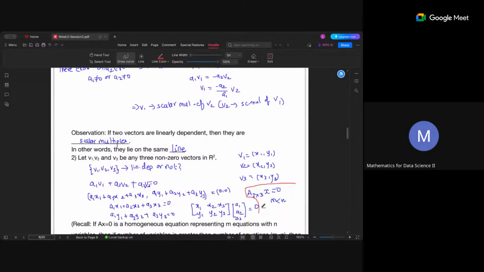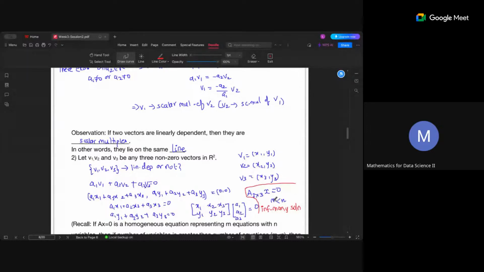This system will have a free variable, so there will be infinitely many solutions, because you will get a free variable anyway. I have not yet taught you dependent and independent variables, but anyway, you will have a dependent variable, and automatically an independent variable will be there because of the free variable here. So infinitely many solutions will appear here.